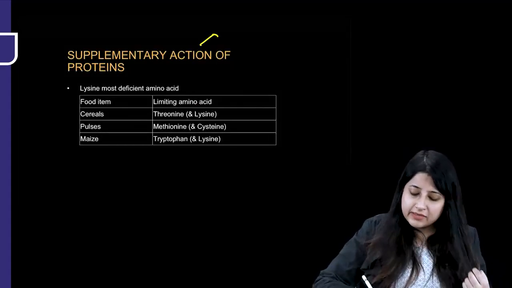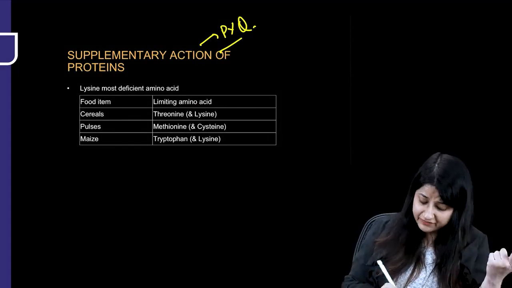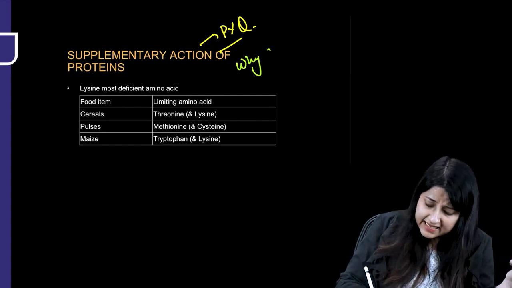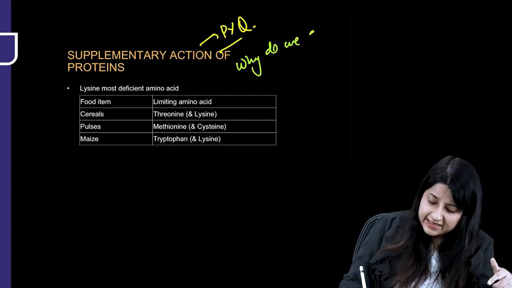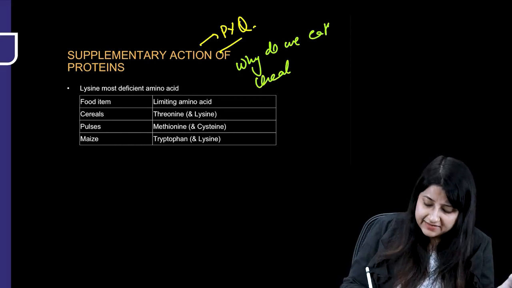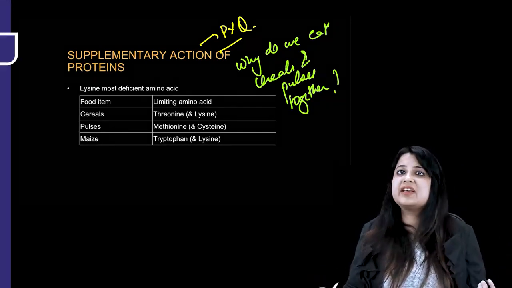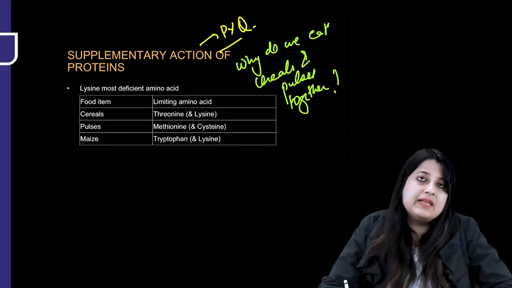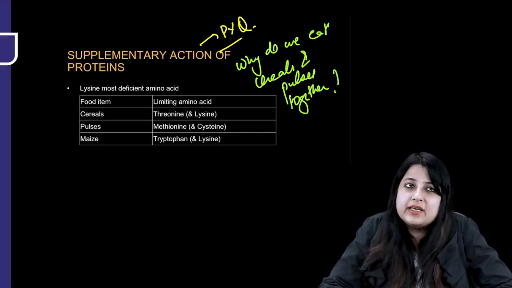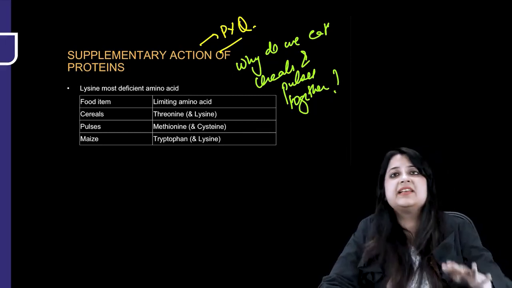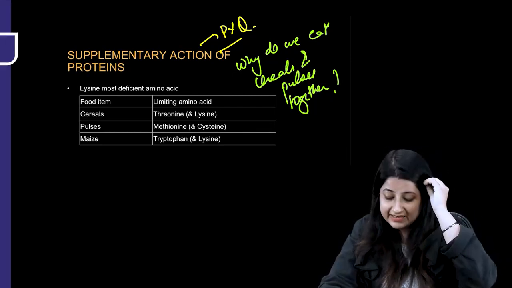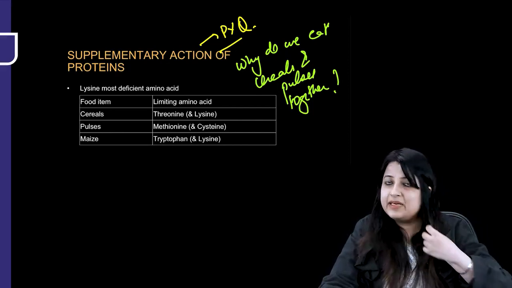Another PYQ, supplementary action of proteins. If I ask you, why do we eat dal and chawal together? Or in other words, cereals and pulses together? Of course, they appear to be tasty, but what is the scientific reason? See, cereals and pulses are the staple diet. The maximum majority of people in India eat this dal and chawal, so they form the staple diet of people.